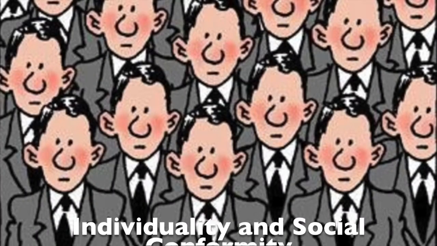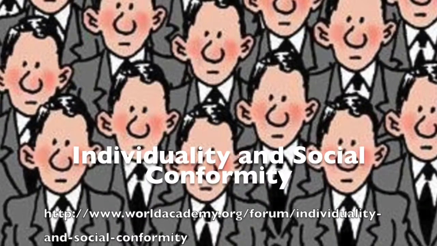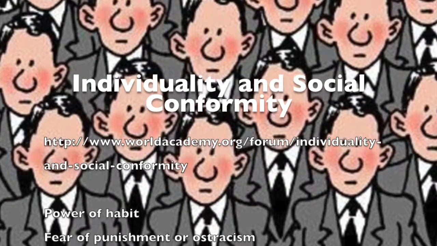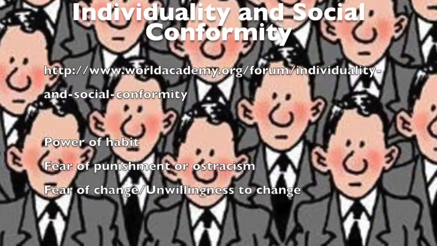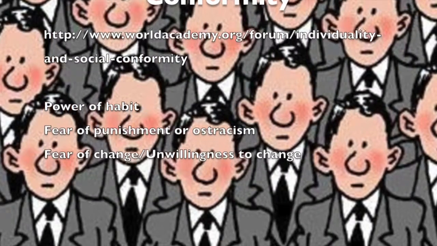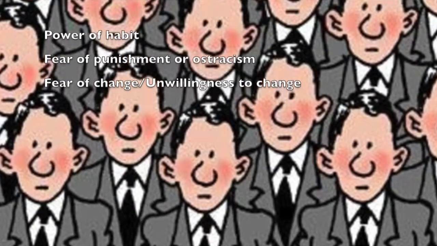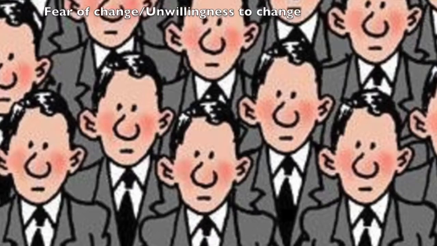A good article that we found was posted to the website for the World Academy of Art and Science and is titled Individuality and Social Conformity. It provides a really good outline and basis that explains social conformity and reasons why it happens, including the power of habit, fear of punishment or ostracism, and fear of change or unwillingness to change. It also explains how conformity influences our everyday lives.